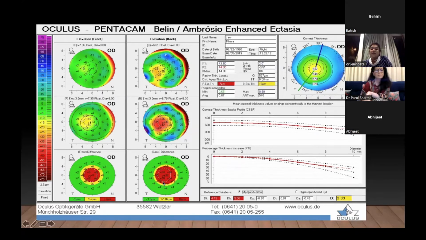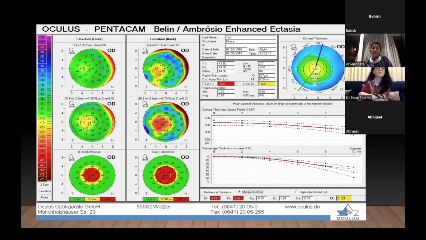And in the final map, even though all your initial parameters were normal, what the BAD D could do is pick up these focal abnormalities and irregularities and show us a cornea which is at risk, which is probably not fit or should be treated with suspicion before we go ahead for a refractive surgery. So once we see something like this, you definitely want to not do the surgery.